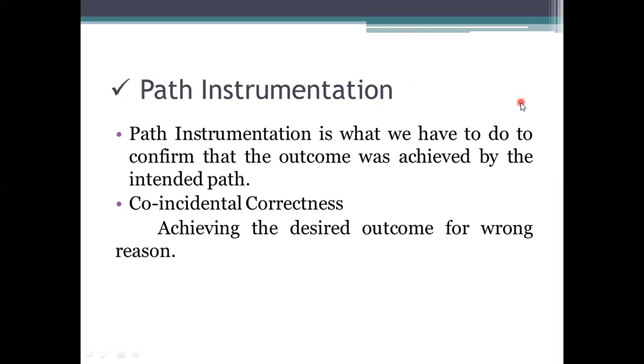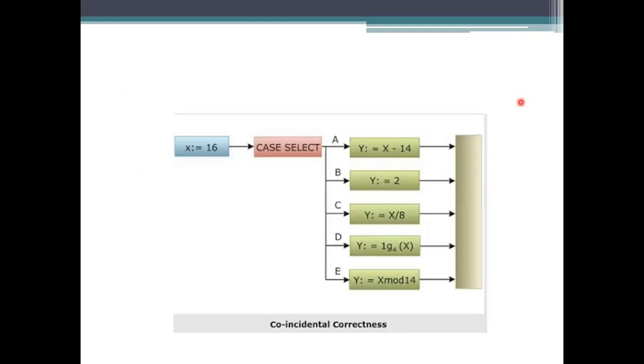To overcome that, we take path instrumentation into account, to see whether the outcome has come from the intended path or not. Why we mention this is that we have a problem called coincidental correctness. The next session I will continue this one. Thank you.